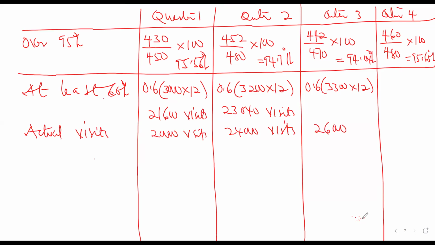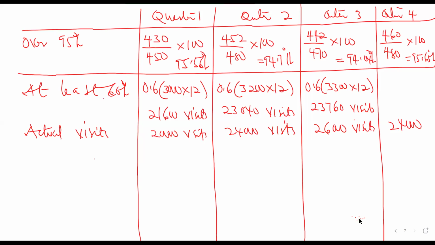But the target set for them is what? What will be the target? The other one is 24,000. But what is the target for that? The actual for quarter three is 23,760. Did they achieve the target? Yes. Let's go to the last quarter and we'll look at that.